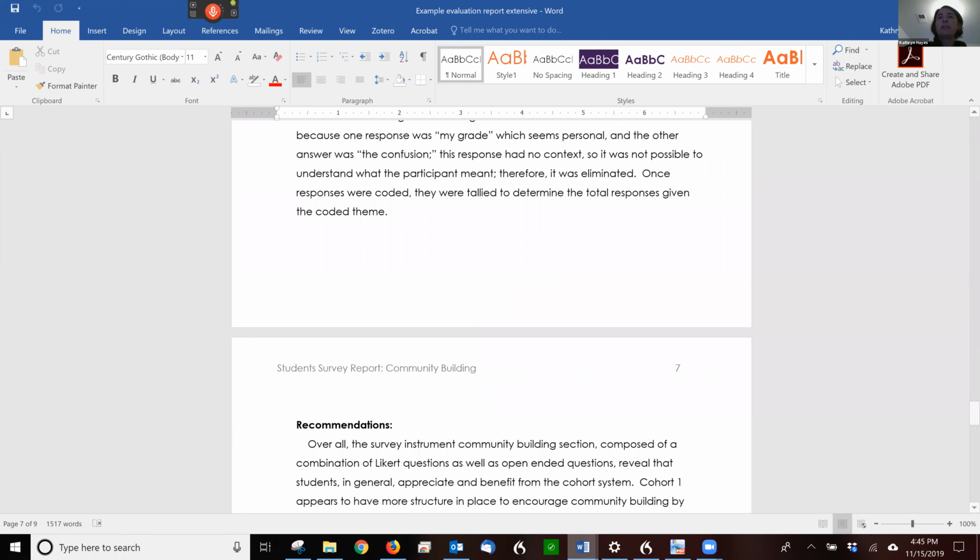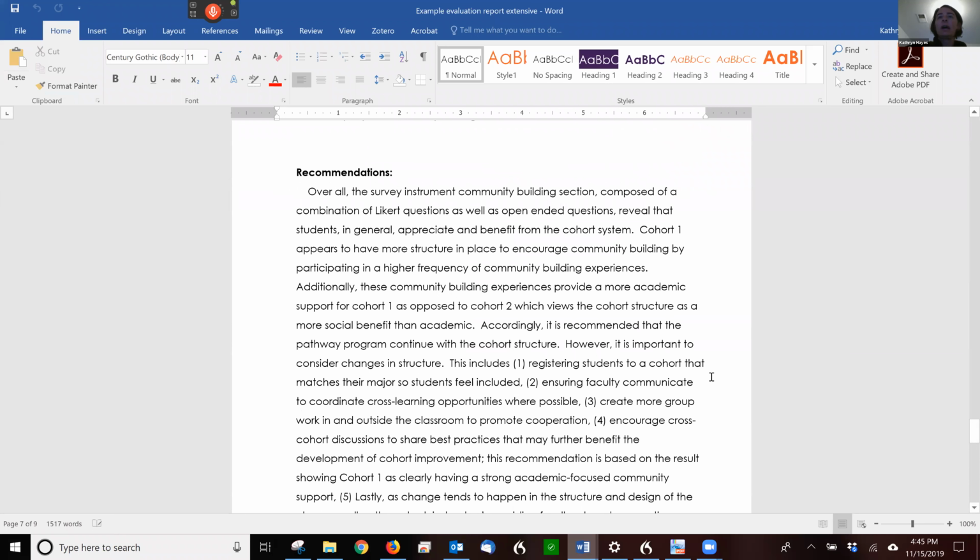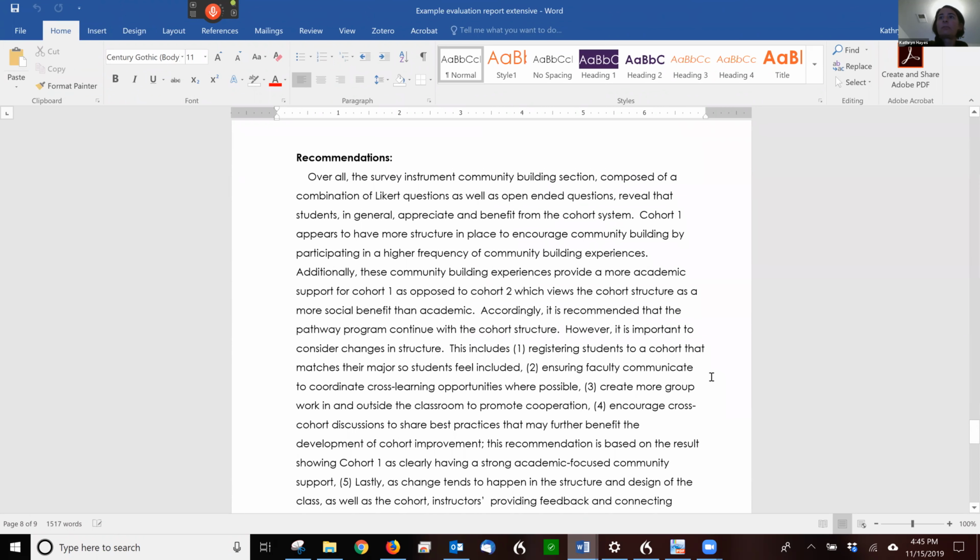Then they provide their recommendations. You can see here some recommendations accordingly. So starting down towards the middle of the paragraph, it is recommended that the pathway program continue with the cohort structure. However, it is important to consider changes in structure. And then they give their recommendations very clearly, right? 1, registering students to a cohort that matches their major. 2, ensuring faculty communicate to coordinate cross-learning opportunities where possible, etc.